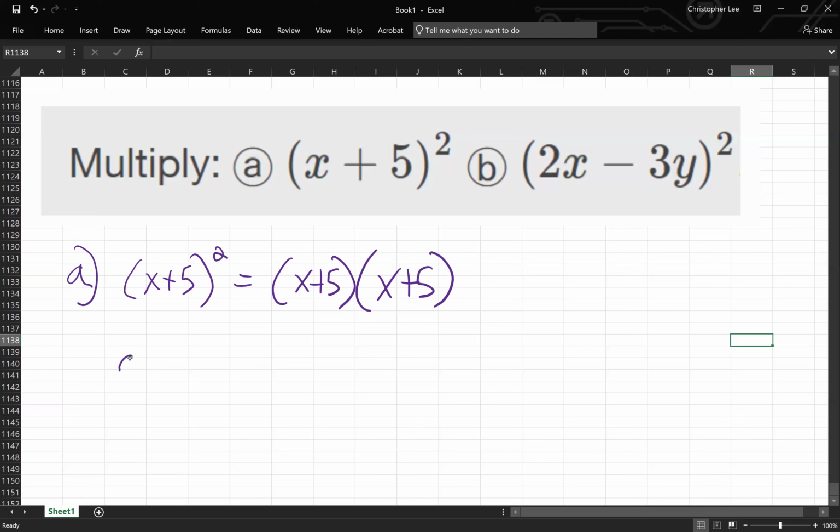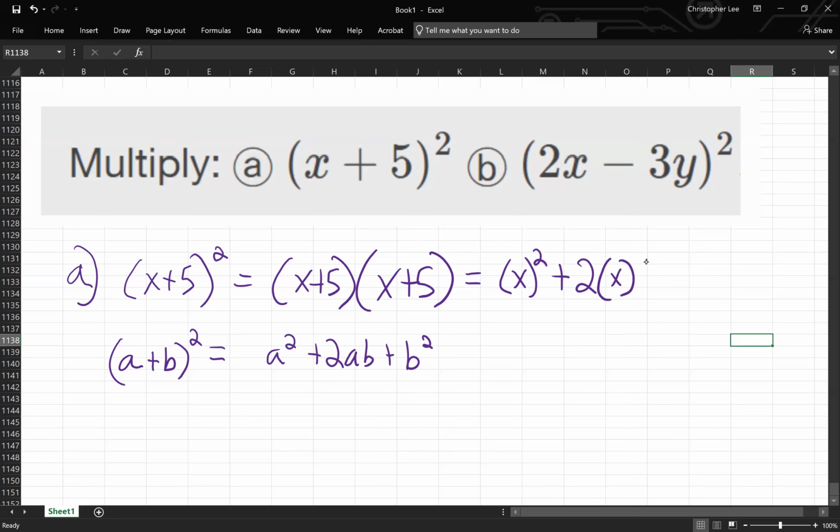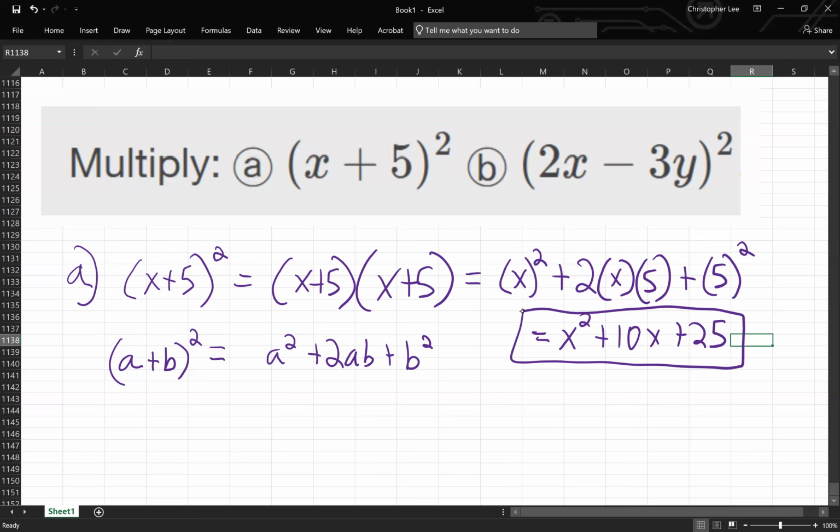Using the shortcut, a plus b squared is equal to what? A squared plus 2ab plus b squared, right? So what would this answer be? It's going to be x squared plus 2 times what's a? X, what's b? 5, plus b squared. Putting it all together, this becomes x squared plus 10x plus 25. That's how you use a shortcut, all right?